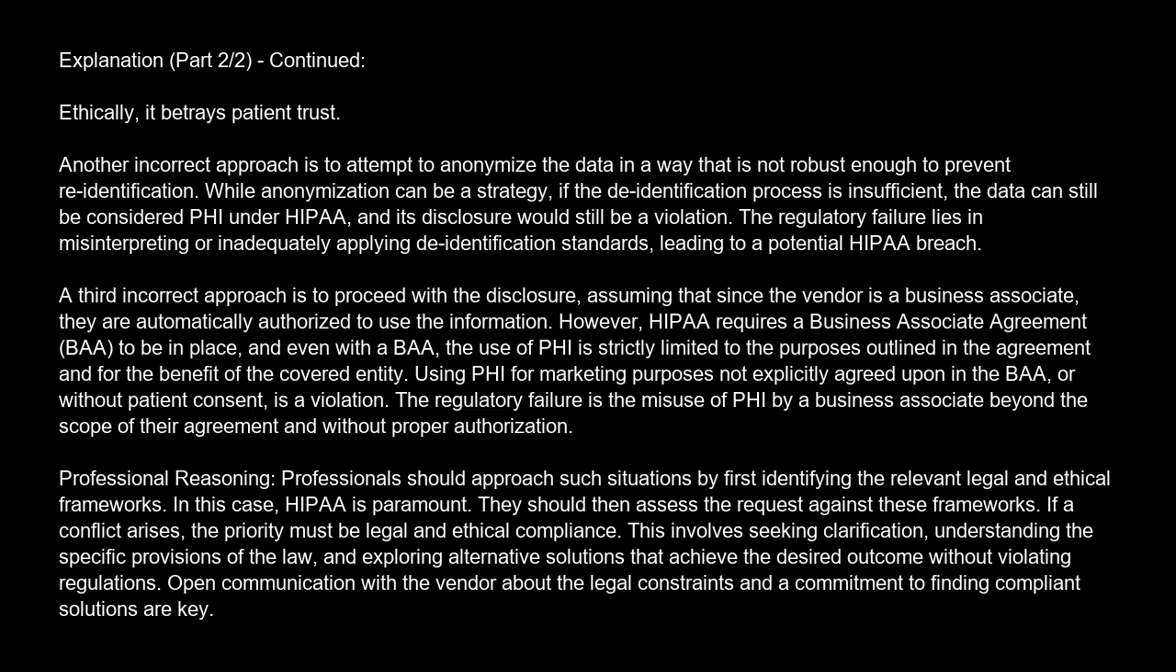A third incorrect approach is to proceed with the disclosure, assuming that since the vendor is a business associate, they are automatically authorized to use the information. However, HIPAA requires a business associate agreement, BAA, to be in place, and even with a BAA, the use of PHI is strictly limited to the purposes outlined in the agreement and for the benefit of the covered entity. Using PHI for marketing purposes not explicitly agreed upon in the BAA, or without patient consent, is a violation. The regulatory failure is the misuse of PHI by a business associate beyond the scope of their agreement and without proper authorization.